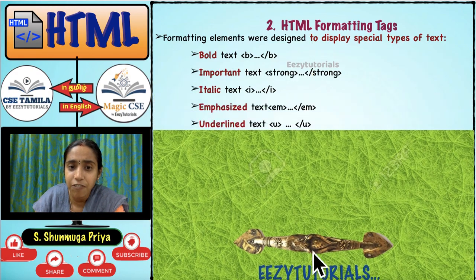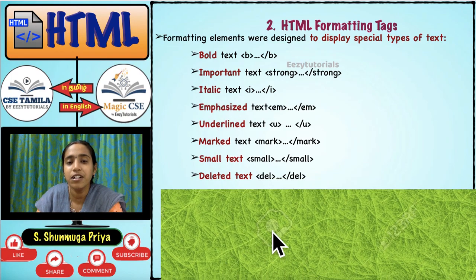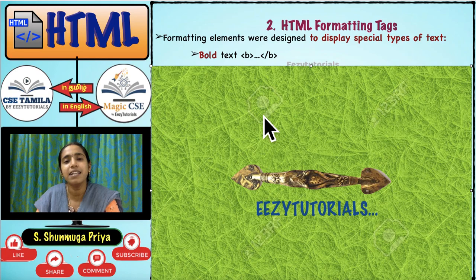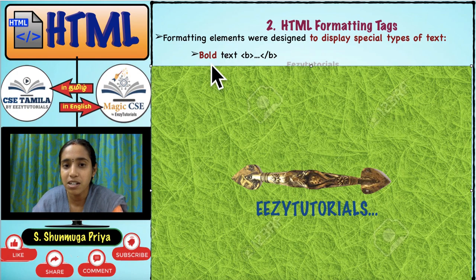So there are many formatting elements like bold, important, italic. So many things are there. We'll see them one by one. The basic ones are bold, italic and underline, and in this video you will see those. The first tag is the bold tag. The bold tag will thicken the font appearance, so it will be in a bolded format. That is called the bold tag.